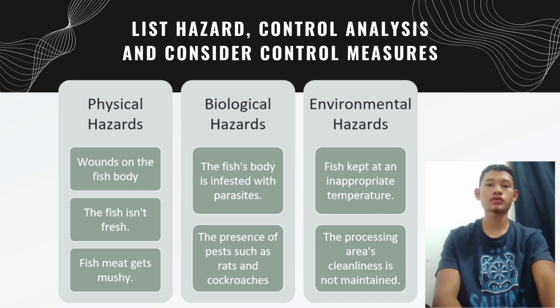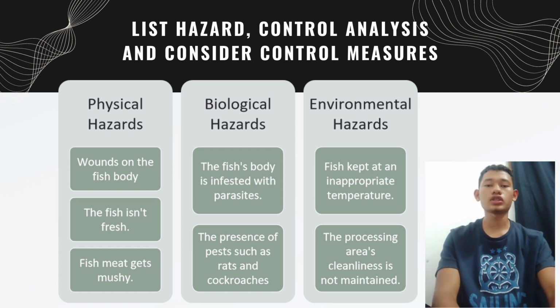There are three types of hazard that need to be emphasized, that is physical hazards, biological hazards, and environmental hazards. Physical hazards are like the fish not being fresh and the fish meat getting mushy. Therefore, the freshness and physicality of the fish must be monitored first before the filleting process.